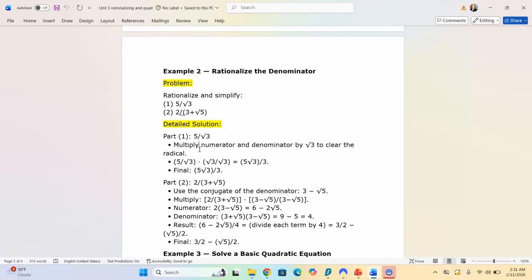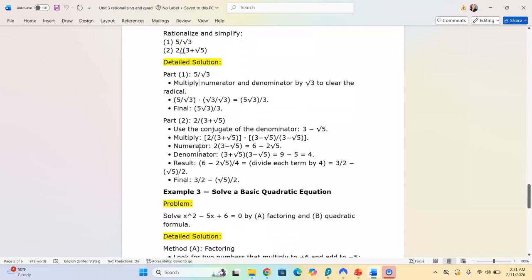If you're like, oh my God, Dr. Delmar, I don't remember what a radical is, go back to your vocabulary. I hate to beat that dead horse. And then you're going to use the conjugate of the denominator. What's the conjugate? What's the denominator? Go back to your vocabulary.